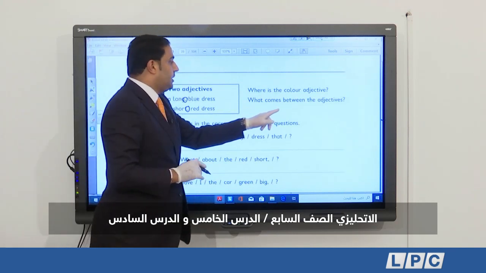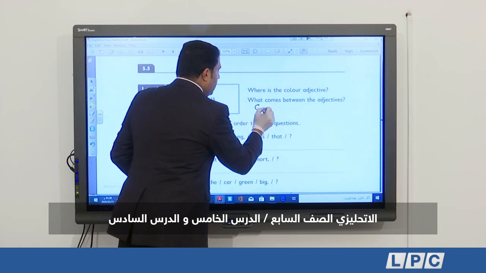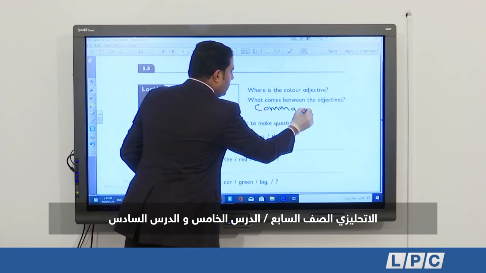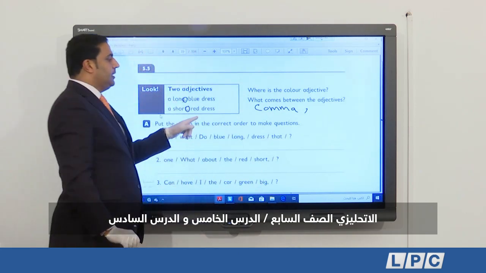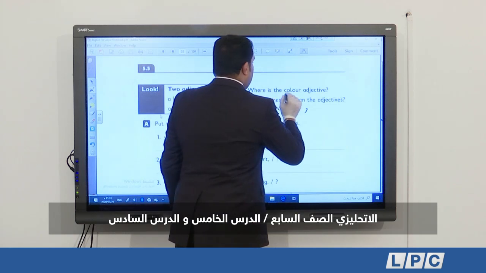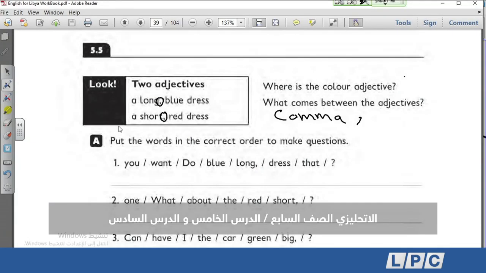So what comes between the adjectives? The comma. So write here the answer: comma. This is what comes between two adjectives. Where are the color adjectives? Blue, red. This is the answer. Okay, good.